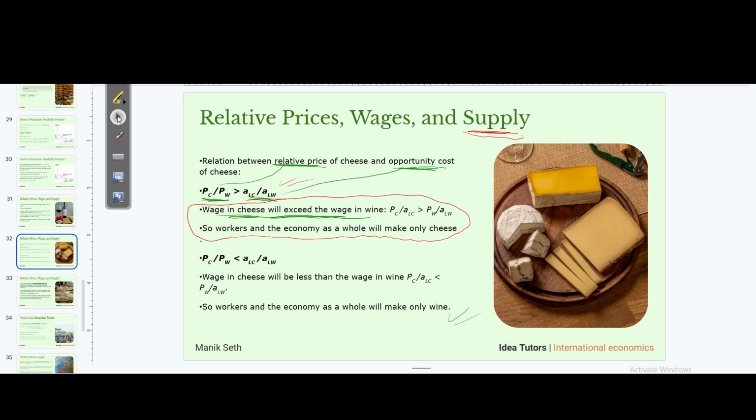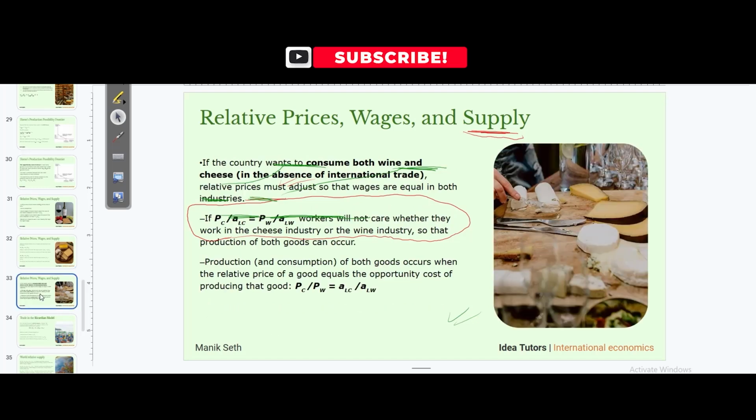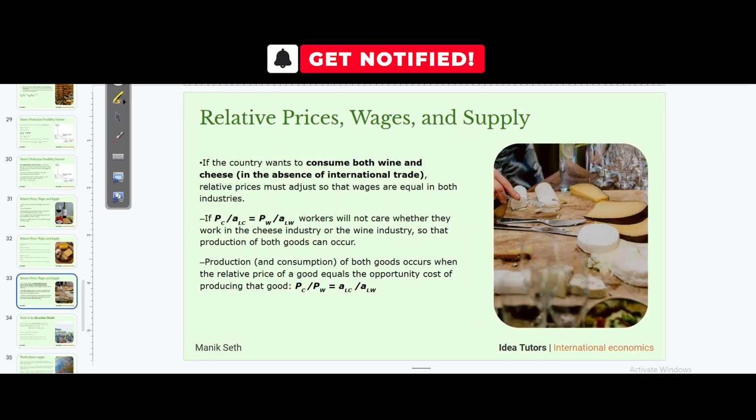And thus the supply of the product will also be impacted. So, if the country wants to consume both wine and cheese, in the absence of international trade for now, so everything is produced by the home country, and they want both goods, relative prices must adjust so that wages are equal in both industries. And if the wages are equal in both industries, then the workers will be indifferent to working in any industry. So any industry can attract the workers.